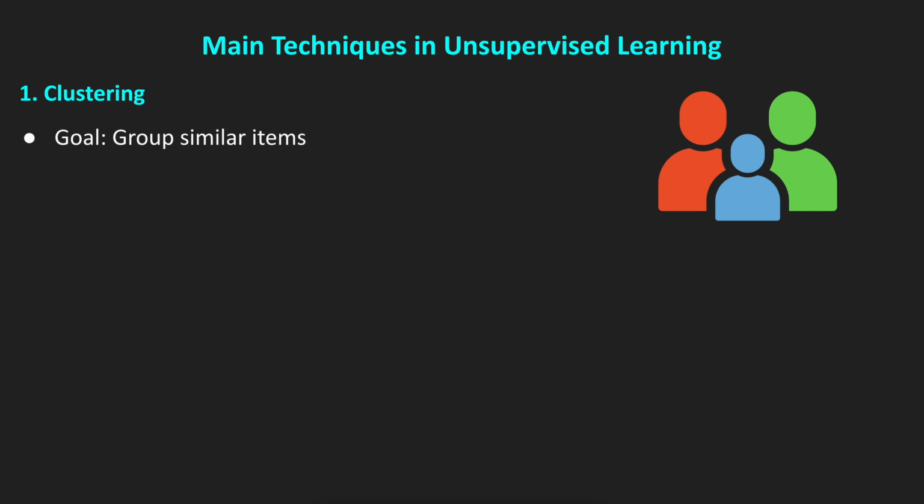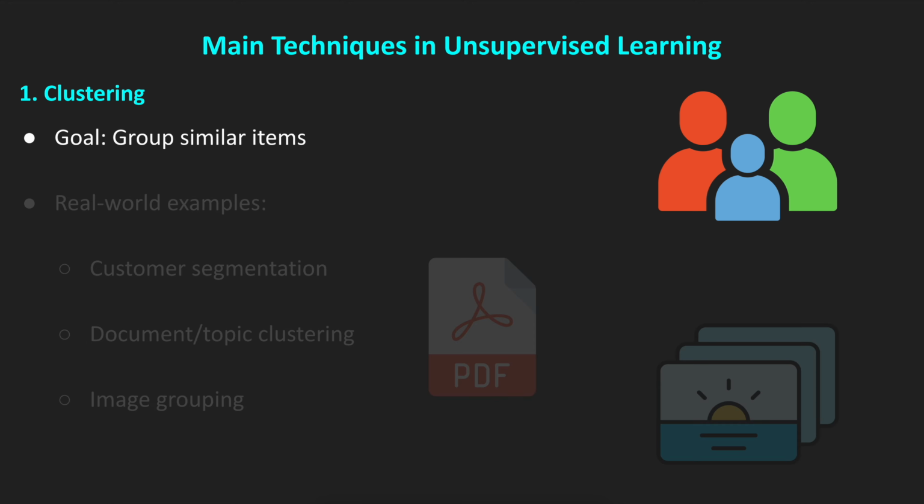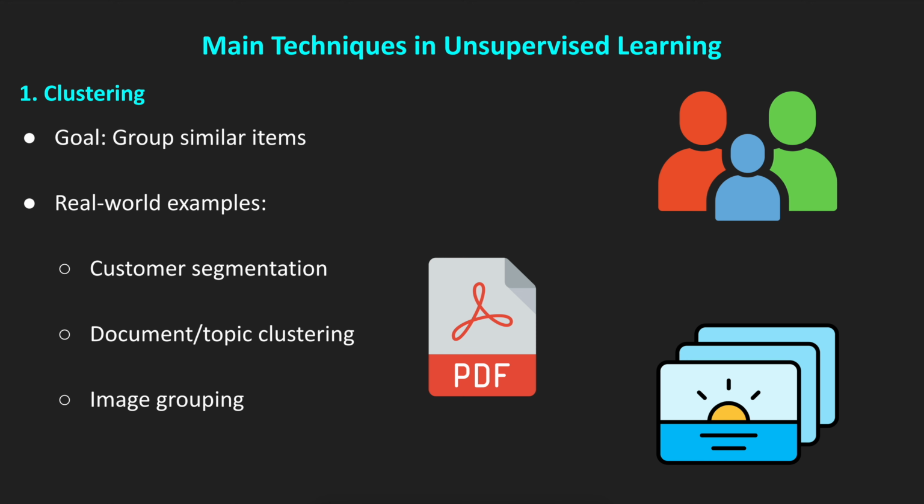So what are the main techniques used in unsupervised learning? The first one is called clustering. As the name suggests, the goal is to group similar items. So what's a real world example of it? Real world examples are customer segmentation, or, for example, document or topic clustering, or grouping different images based on certain patterns.